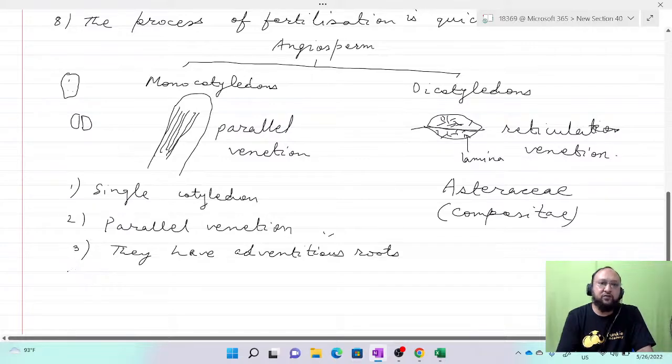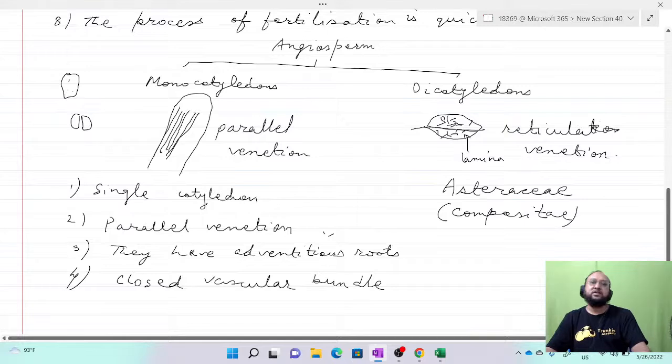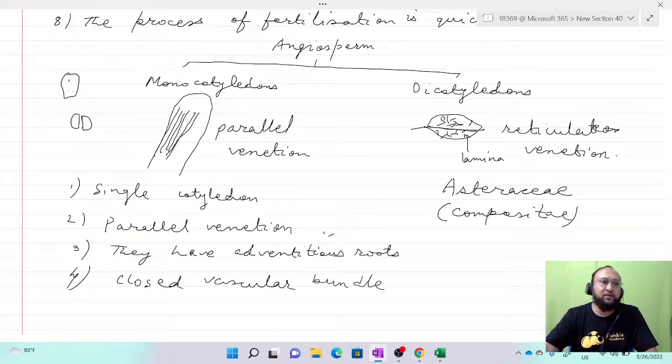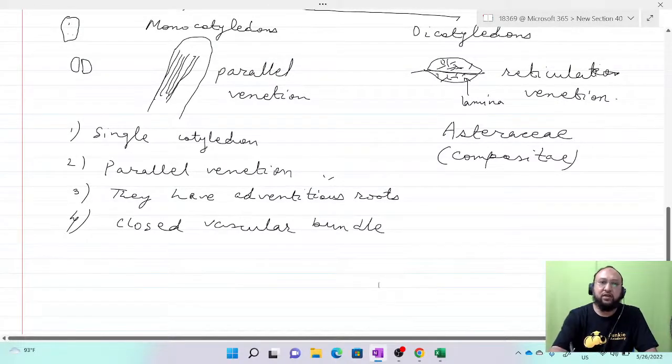It has closed vascular bundles. This is one of the important features. The vascular system is closed, and in case of the dicotyledonous plants, it is open. Now about the dicotyledonous, we will write two seed leaves, or two cotyledons.